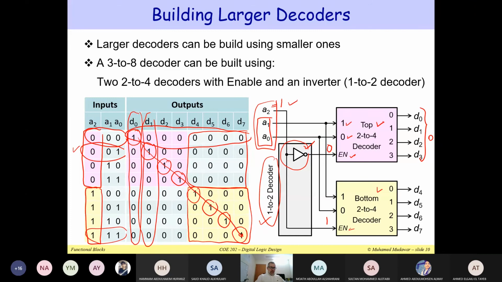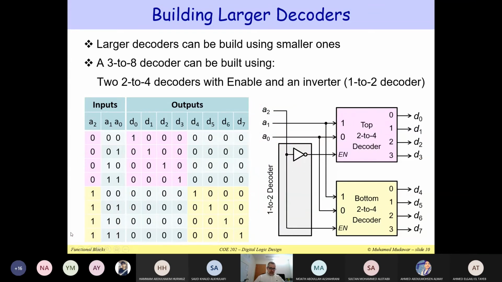Now what I understood from you is that you would like to say that D0 here is equal to 1, and D1 is equal to 1, right? That's what you wanted to say, Saud, right? Okay, what about the remaining outputs? You have to indicate what are their values. You have to say that actually all the remaining outputs are all zeros.